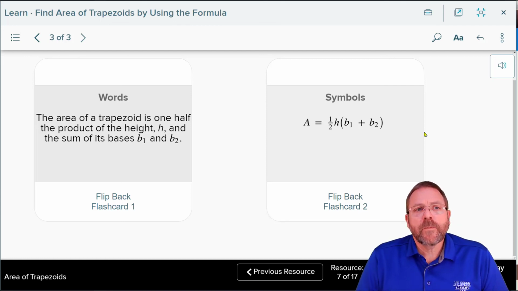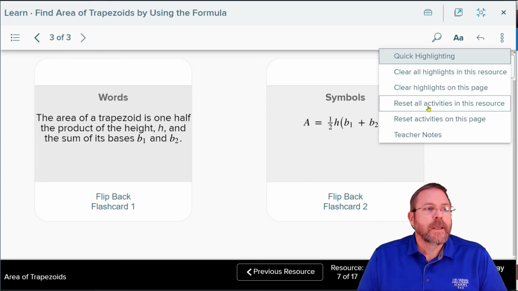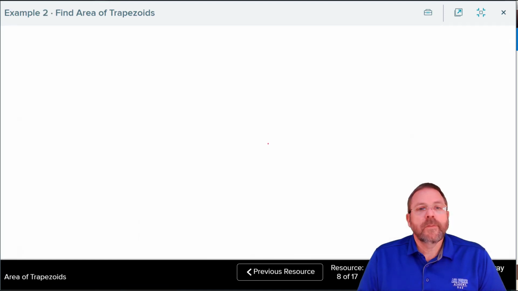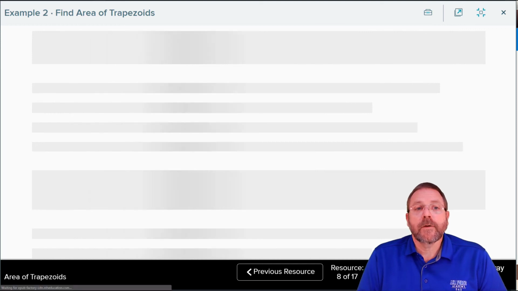And when we come back for part 2 of this video, that's where we're going to start. We're going to be using the information that we've learned in that formula and applying it to example 2 to find the area of the trapezoid.